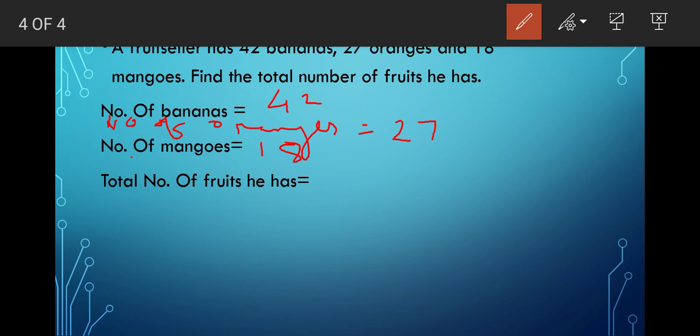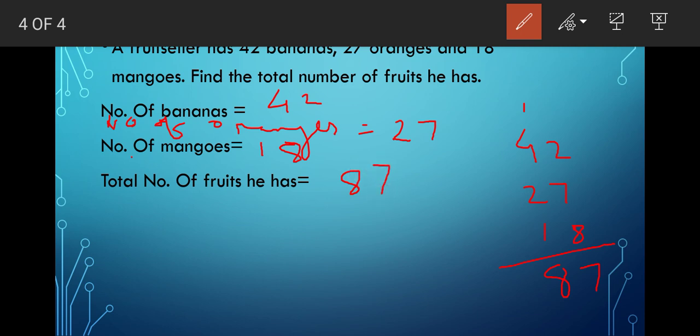So now you have to add the three things, that is 42 plus 27 plus 18. Okay, total will be how much? 7 plus 2, 9. 9 plus 8 is how much? 17. 7, carry 1 is in hand. So if I keep the carry here, it will become 4 plus 1, 5. 5 plus 2, 7. 7 plus 1 is 8. So total number of fruits the fruit seller is having is 87 fruits.